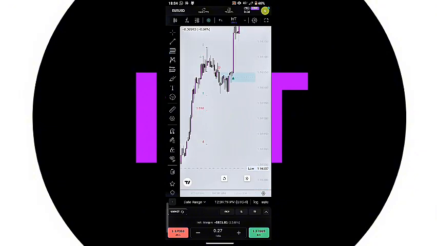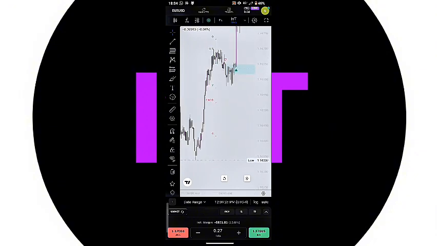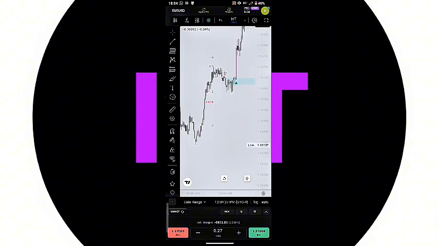Yeah, I was targeting these lows right here. I think that's it for now, and essentially what I did was trying to catch a top or a bottom, which didn't pan out.